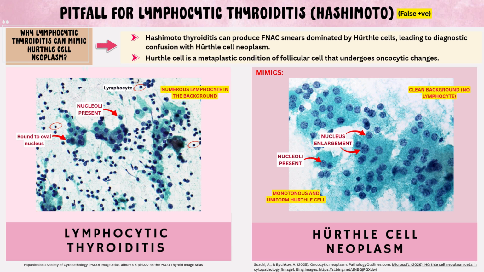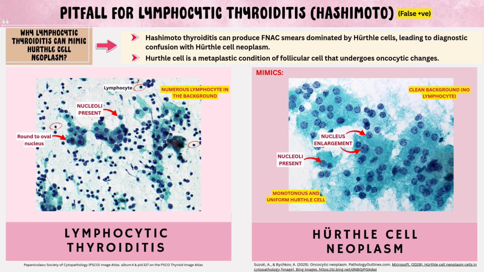Hashimoto thyroiditis is also capable of mimicking Hurthle cell neoplasm. Firstly, a Hurthle cell is actually a metaplastic condition of follicular cells that undergo oncocytic change due to mitochondrial proliferation. This pitfall occurs because Hashimoto disease often shows abundant Hurthle cells, which can resemble a neoplastic process. Hashimoto disease is likely to have numerous inflammatory cells, like lymphocytes, mixed in. By comparison, in Hurthle cell neoplasm, the background is likely to be clean, with monotonous, uniform Hurthle cells.